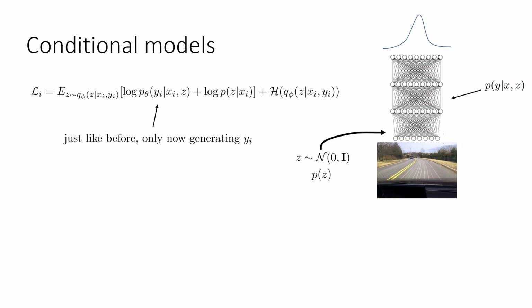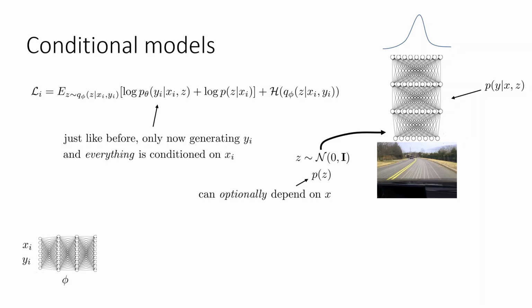Basically, everything is the same as before, except we're generating y, and both the encoder and decoder get x as input. The prior can optionally depend on x, but there's really no need to do this. So the architecture now is you have your encoder with parameters phi, it takes in x and y, and it produces the mean and standard deviation of z, mu and sigma.